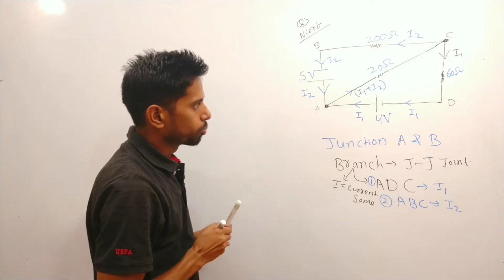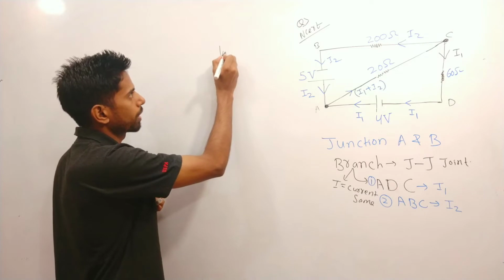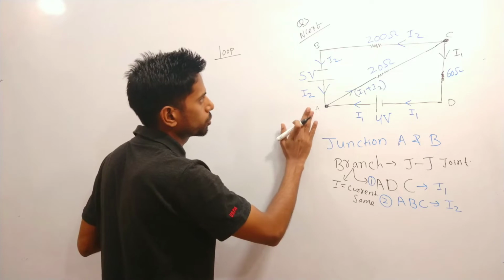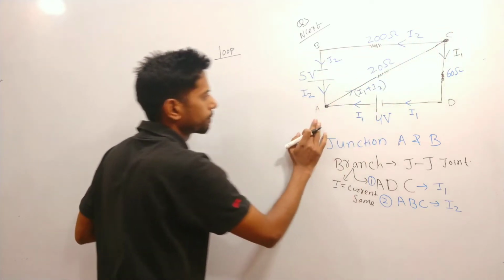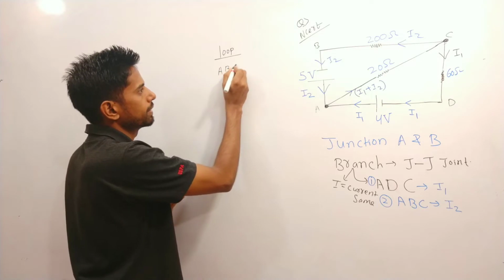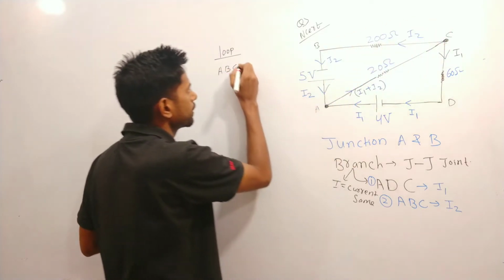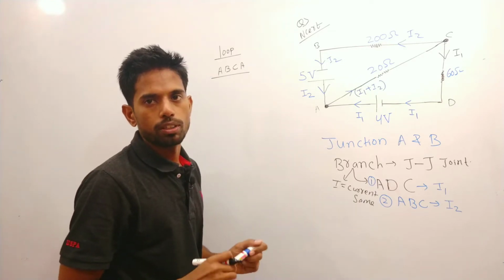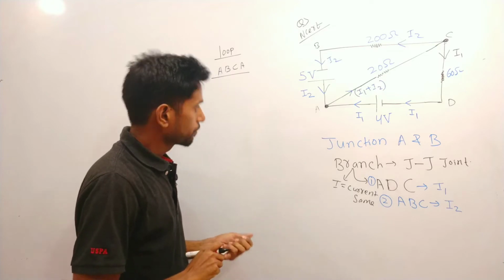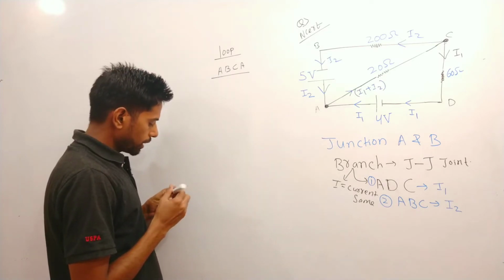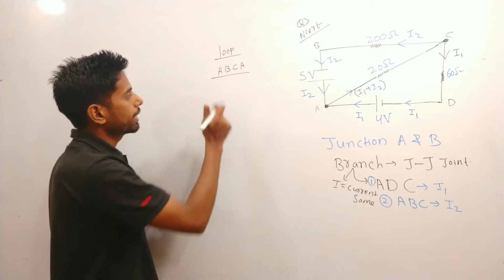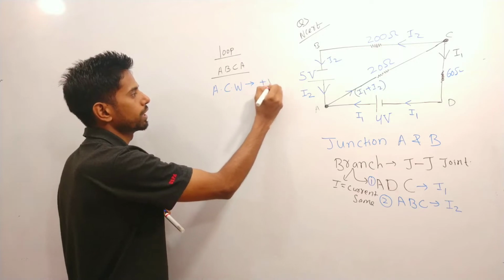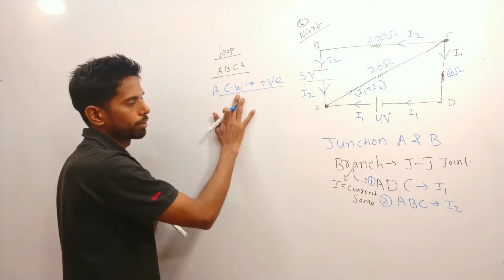Now the third thing is the loop. How to consider a loop? The first loop is the closed loop A, B, C, A. You can solve any type of question related to Kirchhoff's law by using this approach. Only one thing you have to remember: we have to take anti-clockwise as the positive convention.